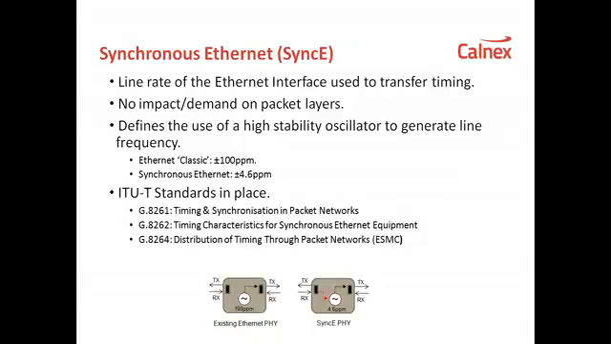SyncE fundamentally, just like TDM, uses the line rate or the line coding of the Ethernet interface to transfer timing. Every optical or electrical signal will have a clock edge, and this clock edge is what is used to synchronize or to extract timing. It does not use the packet layer in Ethernet. It's a purely physical technology.